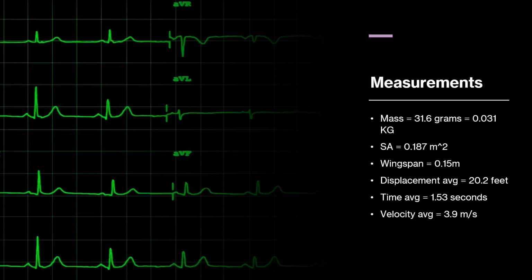So here are the measurements. The mass is 31.6 grams, that is 0.031 kg. The surface area is around 0.187 meters square. The wingspan is around 0.15 meters. The average displacement is around 20.2 feet, and the average time taken for each attempt is 1.53 seconds. The average velocity is around 3.9 meters per second.